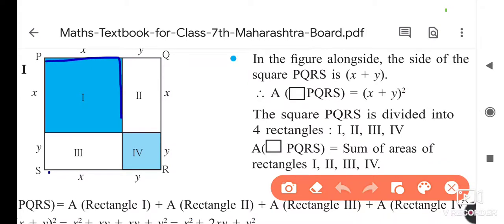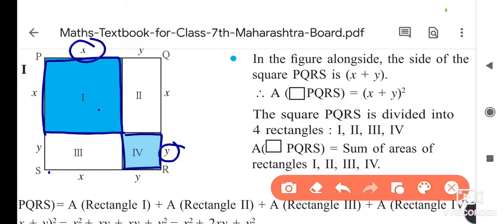Here there are 2 squares, one square having side x, and another square whose side is y units.